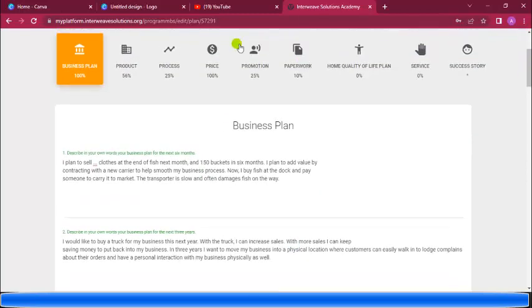See some of the P's of business: product, process, price, promotion, paperwork, they are all here. So what are some ways that applying the 6 P's of business can help your business grow? Okay, so that's all for the plan for business, or your business plan.